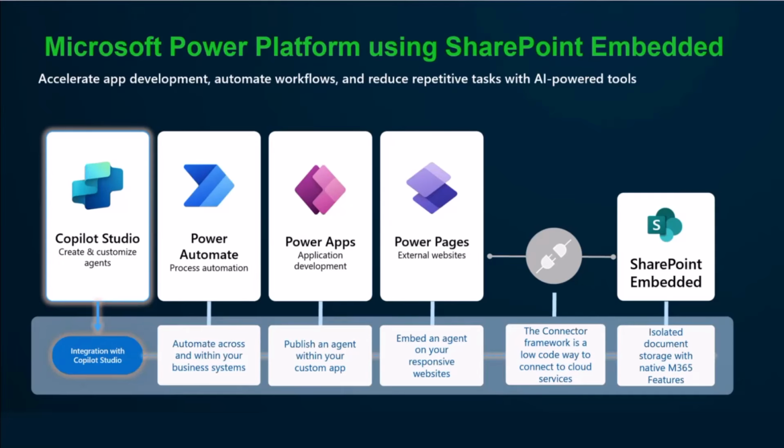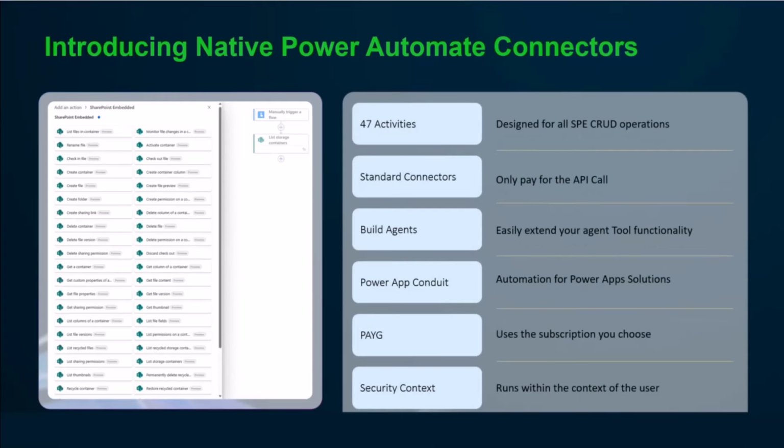Okay, so what we're introducing is native support for the Power Platform connectors on SharePoint Embedded. So we have 47 new activities, all designed to do those CRUD operations that you would normally do through the Graph endpoint. So if you don't know Graph, that's okay. If you want to create an application in Power Apps, great. If you want to automate something in Power Automate, perfect. If you want to build an agent that uses the tool functionality to add documents to a container and then use that within your application, perfect.